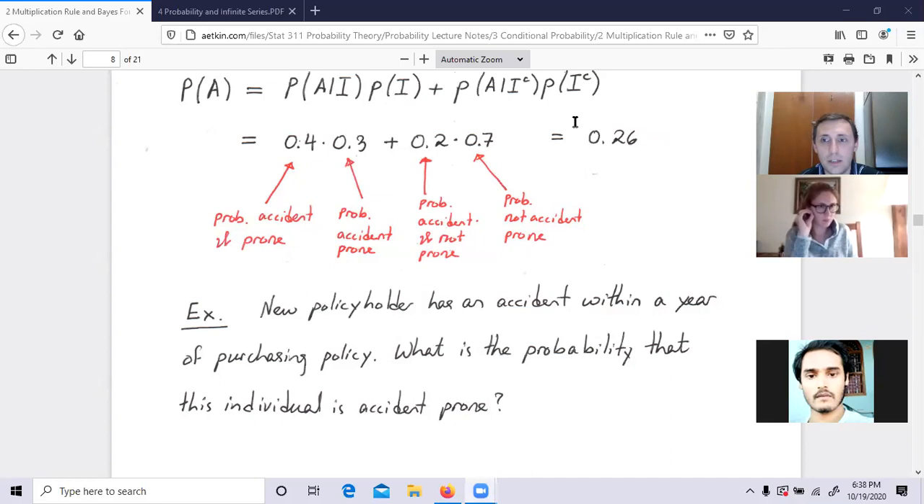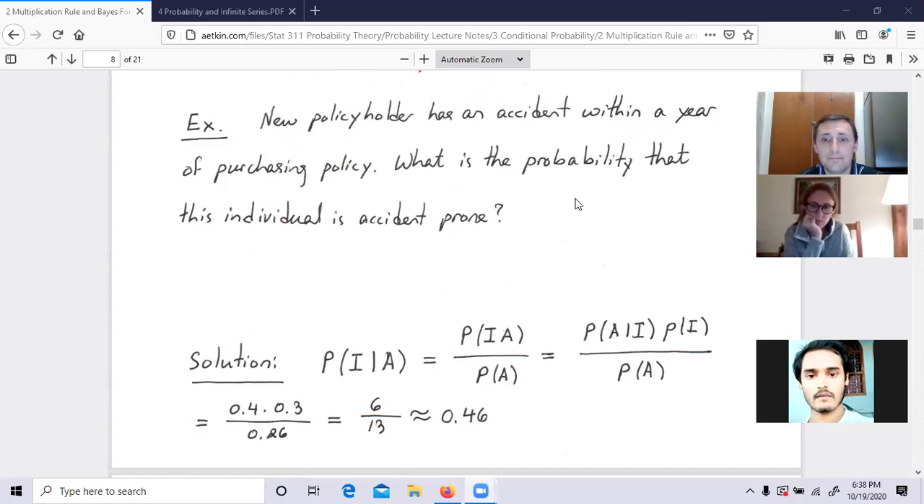All right, let's look at it, guys. So this is the idea now. Probability that the person is accident prone given that an accident did occur. So what can I do here? I can convert it to the unconditional probability: probability of being accident prone and having an accident, divided by probability of having an accident. Now the numerator I can rewrite. You see, I can rearrange it. The numerator I can rewrite as probability of having an accident given accident prone times probability of accident prone.